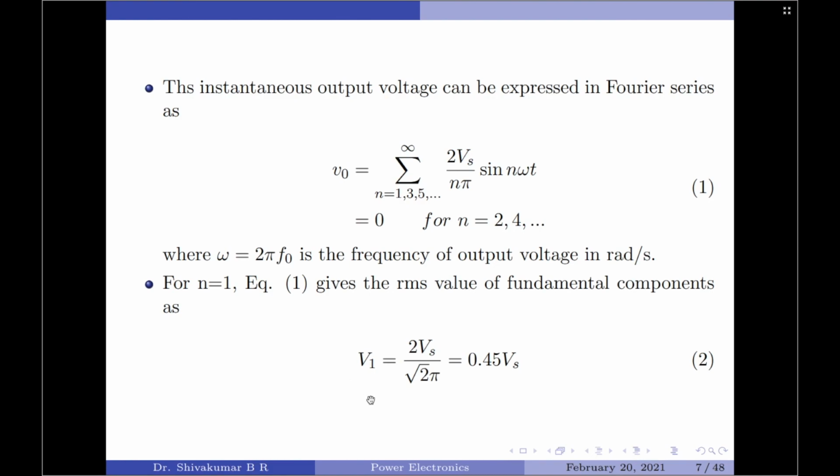So that is the discussion on the principle of working of a single phase half wave inverter with a resistive load.